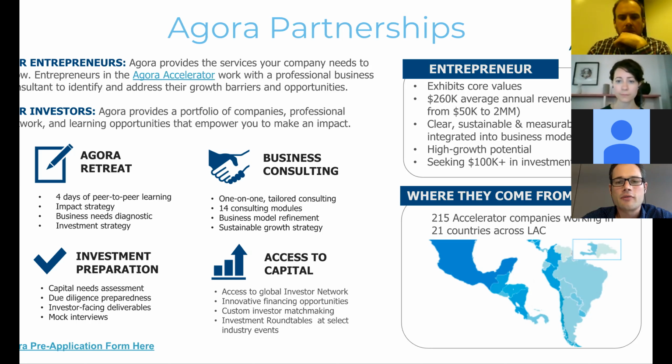We get about 250 to 300 applications per year, and we work with about 60 companies per year. So we're not quite as selective in the companies that we're selecting to work with. We are looking for companies that are established, for companies that have a certain level of traction. The typical range that we're looking for is between 50,000 and 2 million in annual revenue.